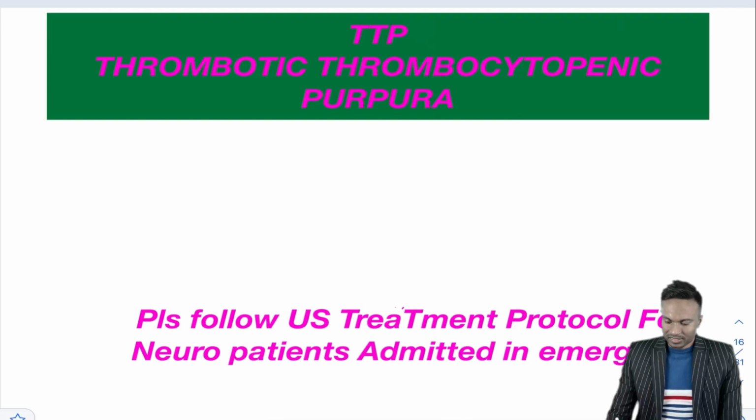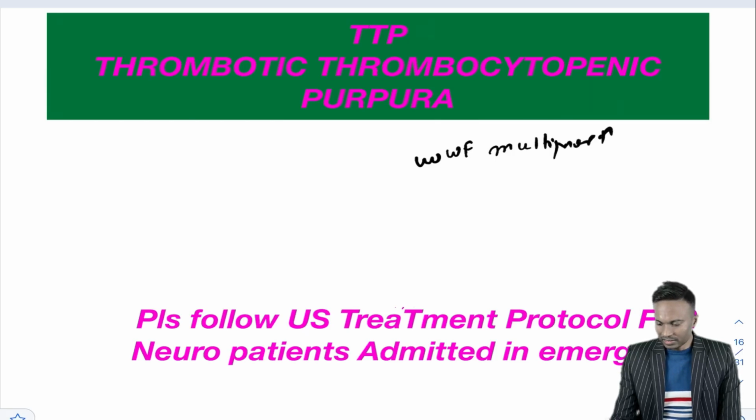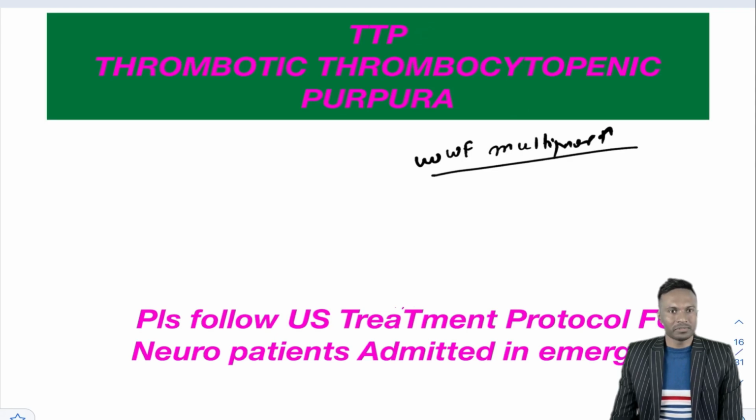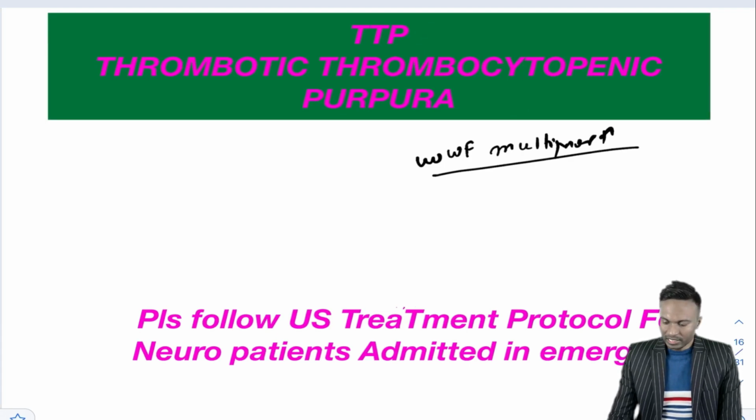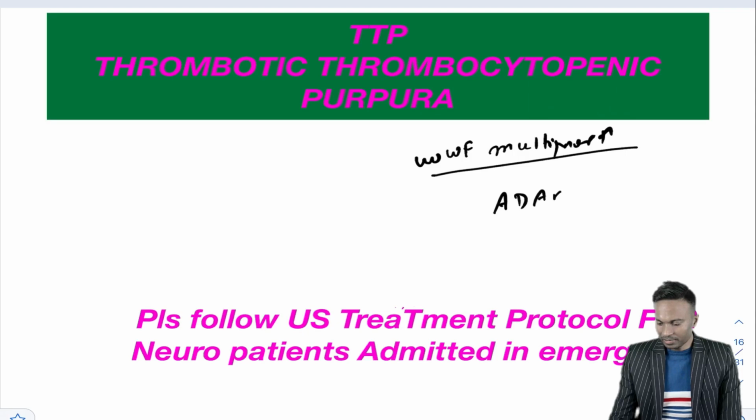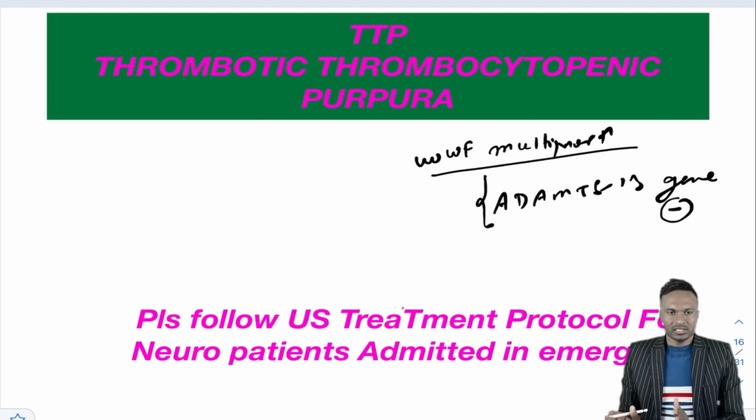We have already discussed that sometimes von Willebrand factor multimers increase. Why do they increase? Due to absence of a protease, due to a gene defect. There is a defect in the ADAMTS13 gene, right? This gene is defective. So if this gene is defective, then von Willebrand factor will multimerize and it will cause thrombosis, and that thrombosis will lead to thrombocytopenia. So what is the mnemonic?